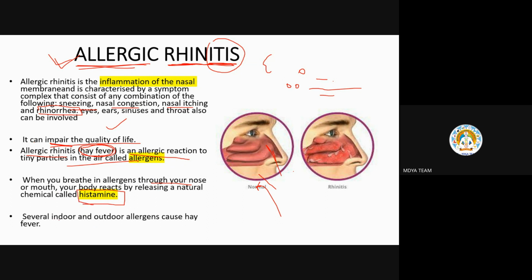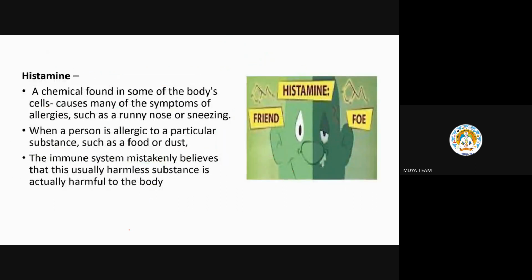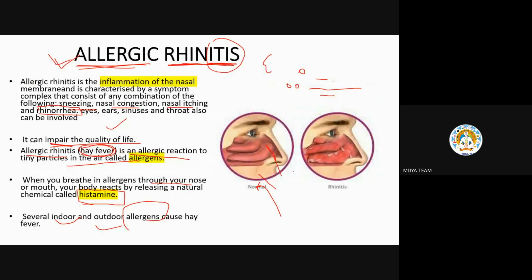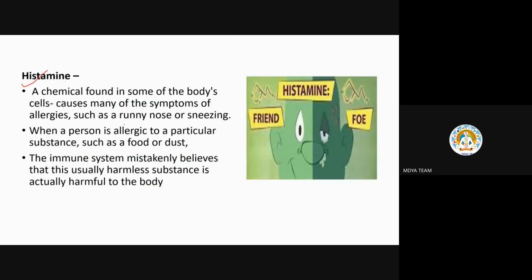Now we'll see what histamine is and what its work is. Histamine is released, and we'll see what happens with it. There are certain outdoor and indoor allergens also; we'll see them in further slides. Is this slide clear to all? Any doubt? Okay, so we'll move ahead. Histamine is naturally released when allergens enter the body. Up to this point, is it clear? Okay, so what happens?